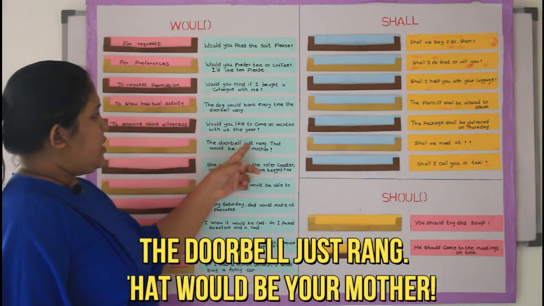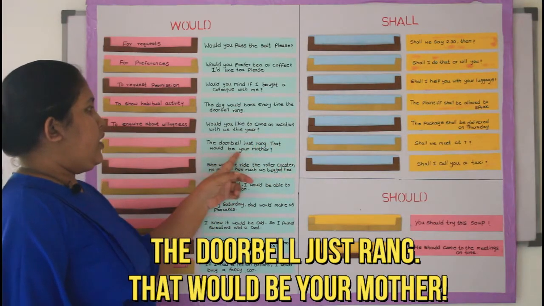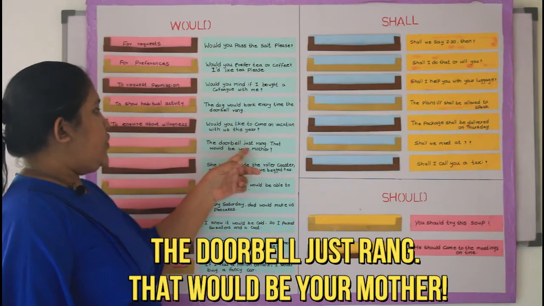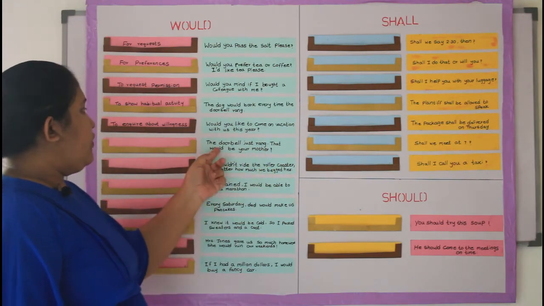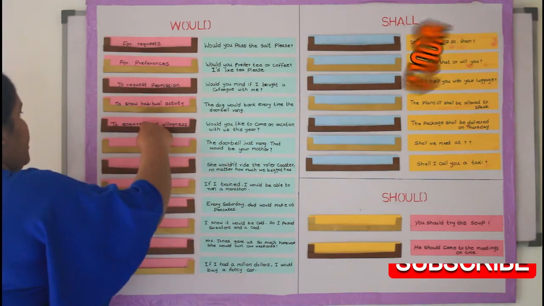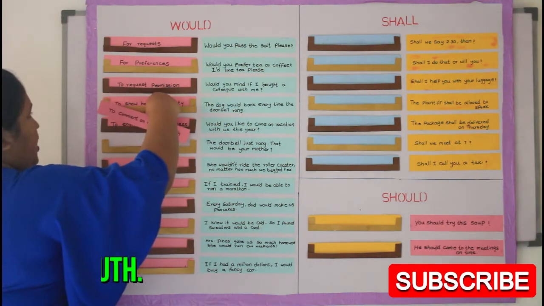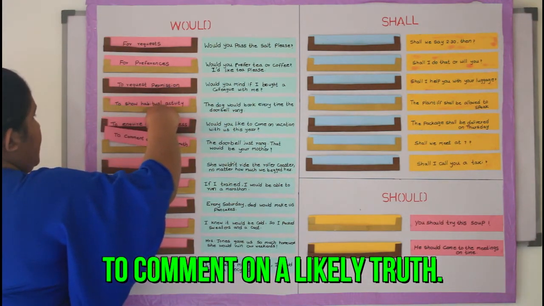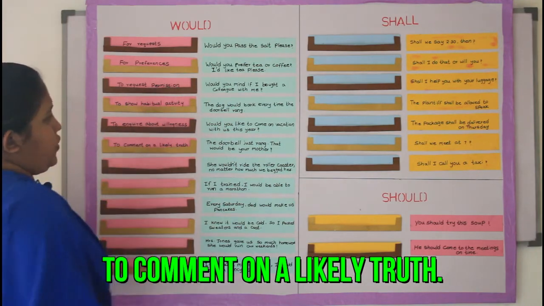Next example. The doorbell just rang. That would be your mother. Here the modal verb would is used to comment on a likely truth.